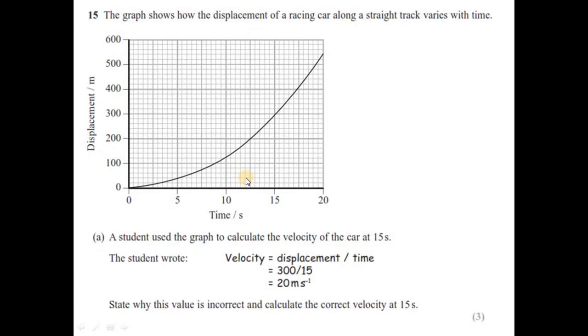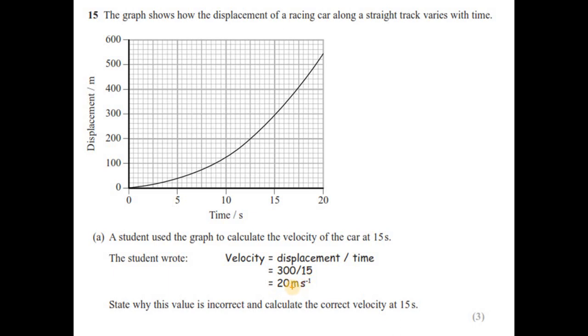Question number 15. The graph shows how the displacement of a racing car along a straight track varies with time. Displacement and time, a curve. Yes, this is curved up, so that means it is speeding up. Now let's see. A student used the graph to calculate the velocity of the car at 15 seconds. The student wrote velocity is equal to displacement over time. That means 300 over 15, 20 meter per second.